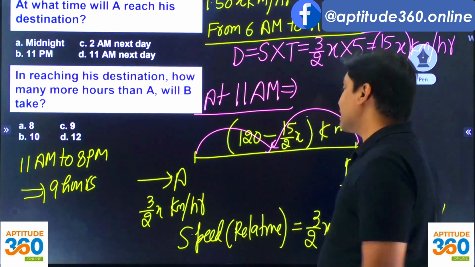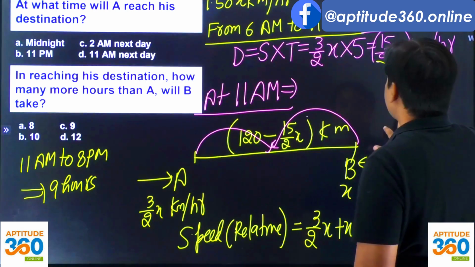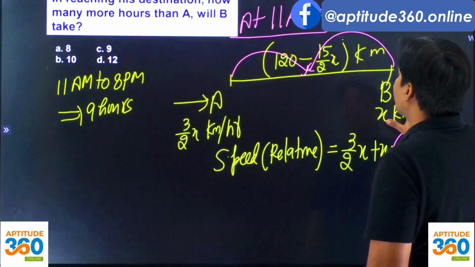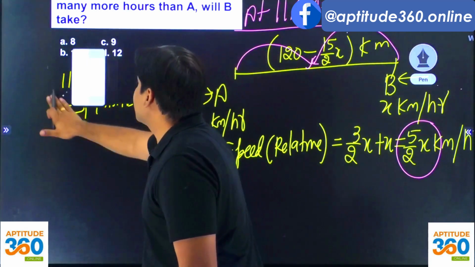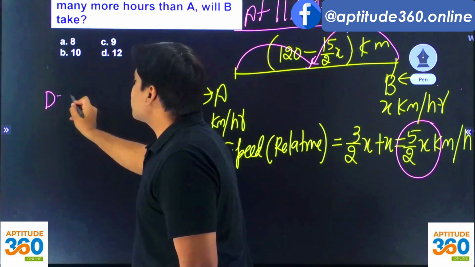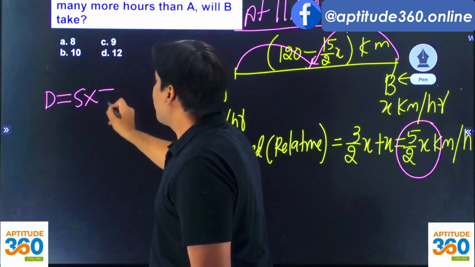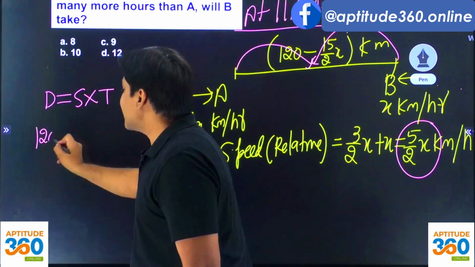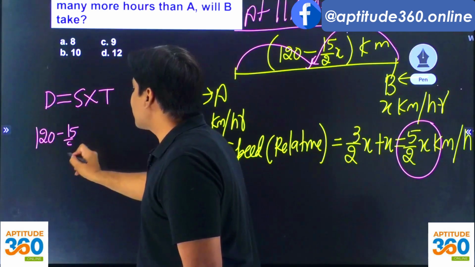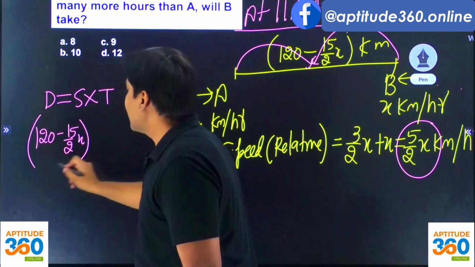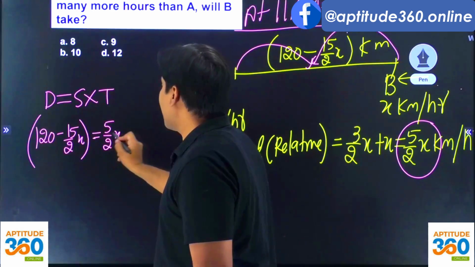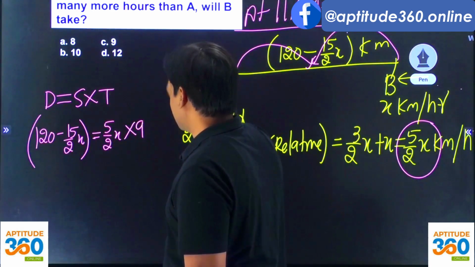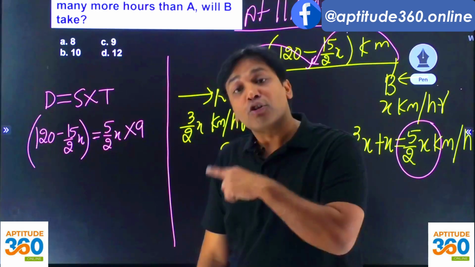Does this make sense? Now, what should I do? So now I know the formula. Distance is equal to speed into time. What is the distance? 120 minus 15 by 2x, right? And what is the speed? Collective speed is 5 by 2x. And what is the travel time? It is 9 hours. So can you find out the value of x from here?